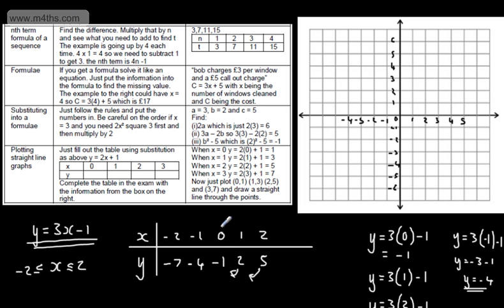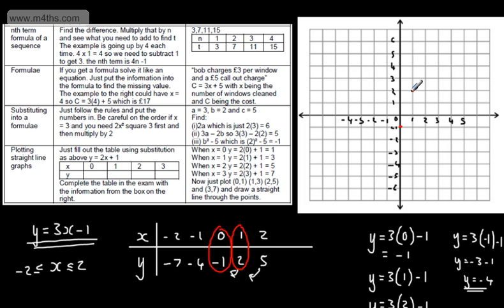I always like to start nice and straightforward. I'm going to see now that I've got an x coordinate of 0, y coordinate of -1. 0, -1 is here. This one here, I've got an x coordinate of 1 and a y coordinate of 2. So I'm going to have now 1, 2.